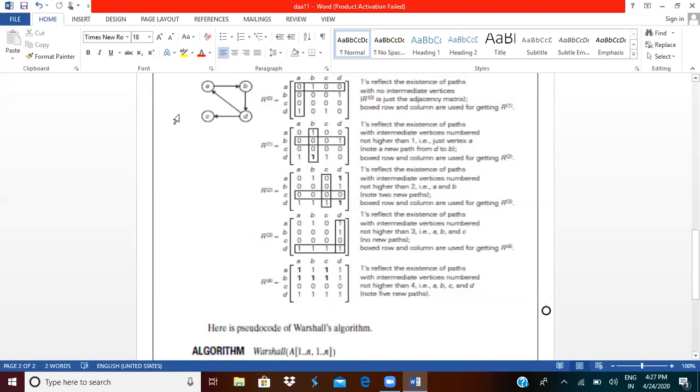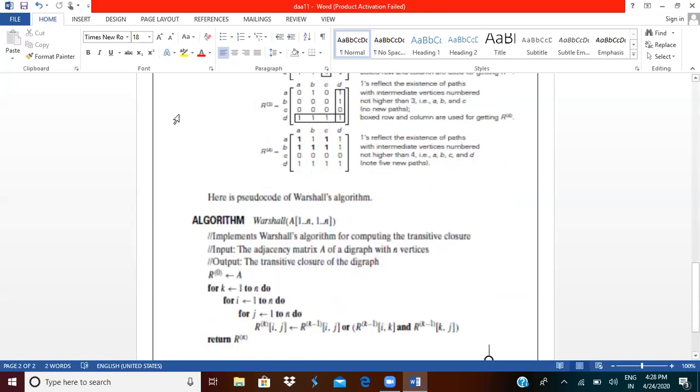Am I clear with this step? Any confusions? No confusion, sir. Okay.